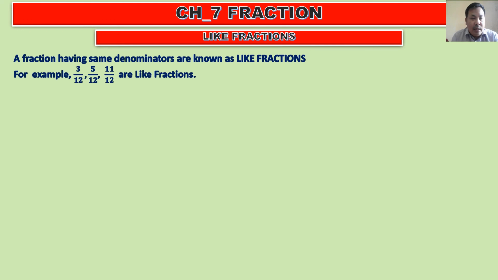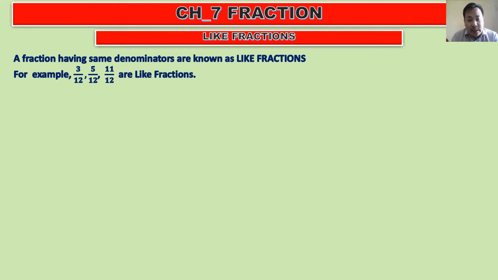For example, 3 by 12, 5 by 12, 11 by 12. They are like fractions. Here we can see that all the denominators are the same, that is 12 each, isn't it? So that means denominators are the same, so they are called like fractions. And if denominators are the same, then it is a like fraction.